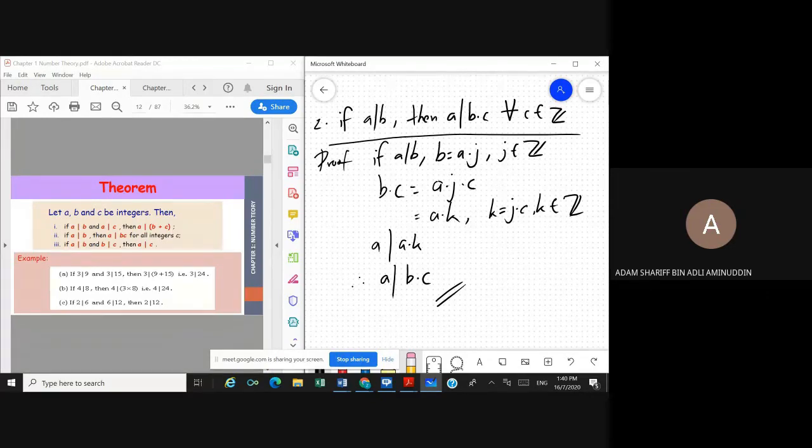Because from the previous motivation of proof, I already know A is a factor of a product of A. This line is very important. The top line is just establishing the condition by using the definition. This is the idea and this is the conclusion.